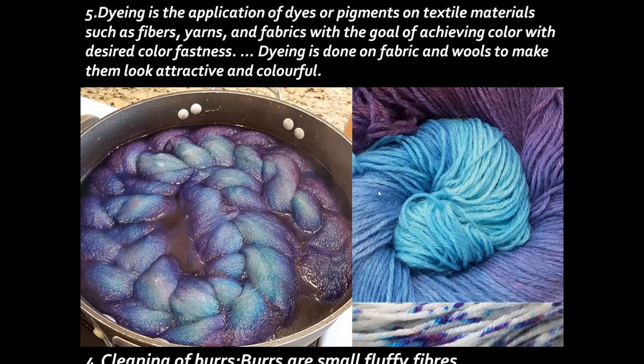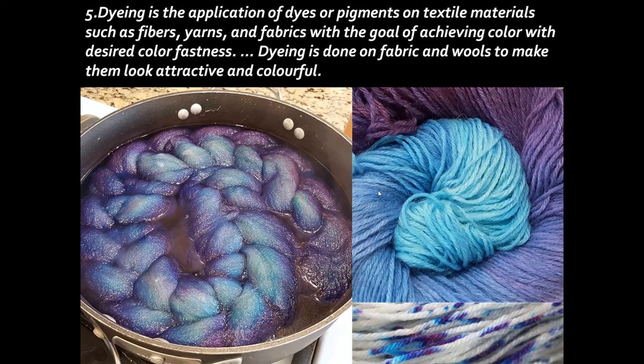Now let us move on to the fifth step. After drawing into fibers, the fibers should be given color. So to do the coloring, we go for the process called dyeing. Dyeing is the application of dyes or pigments on textile materials. Dyeing is done on fabric and wool to make them look attractive and colorful. After the wool is cleaned and turned into fibers, it is given color, that is, it is made colorful by the process called dyeing.